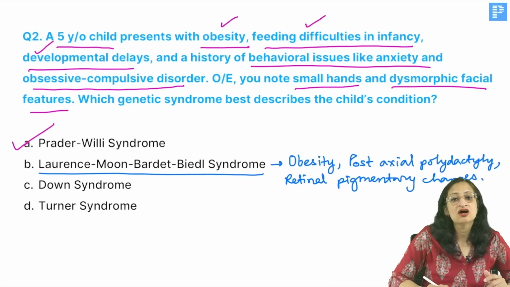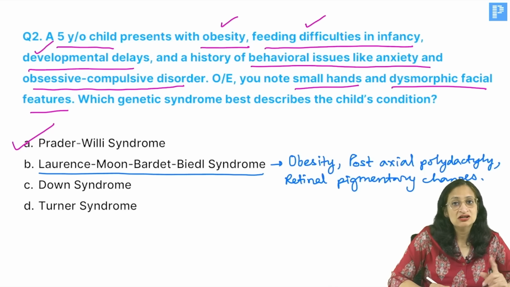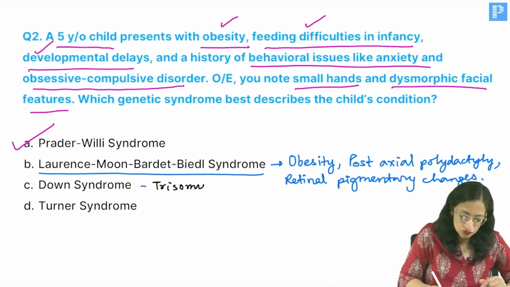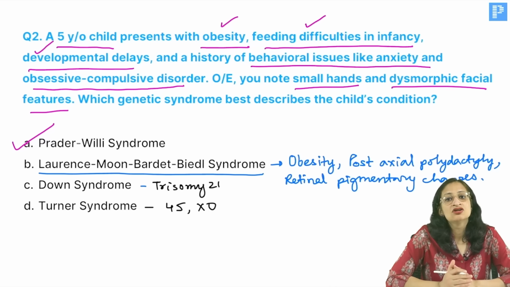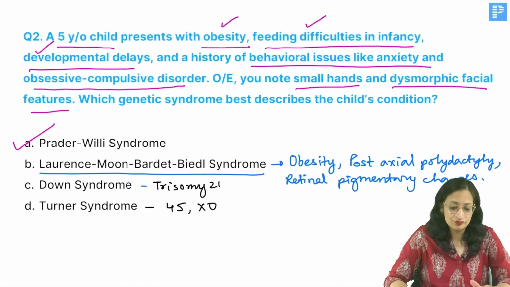Right? Down syndrome, we all know the features, the flat faces. I'll show you a picture of a child with Down syndrome we'll be discussing later. So this we know, of course, is trisomy 21, which is a type of aneuploidy. And Turner syndrome we know is 45XO, which we'll be discussing subsequently. So our best answer here based on the given case scenario is Prader-Willi syndrome.